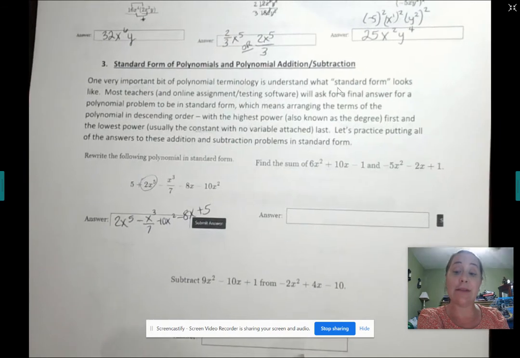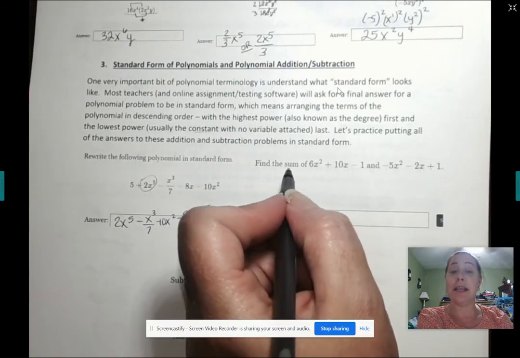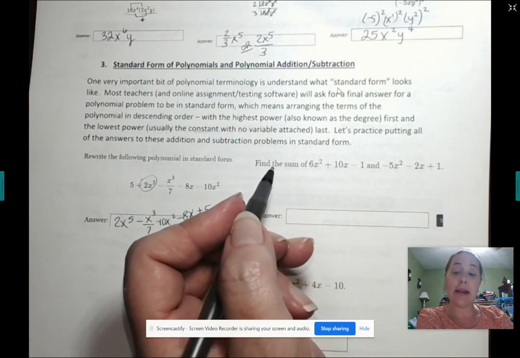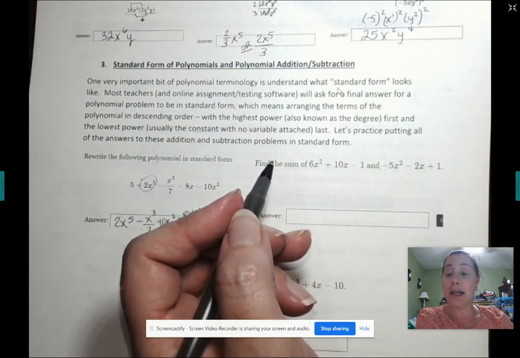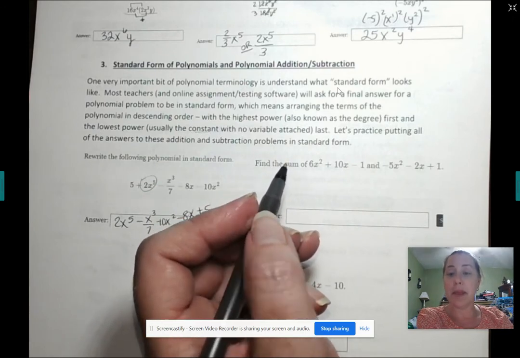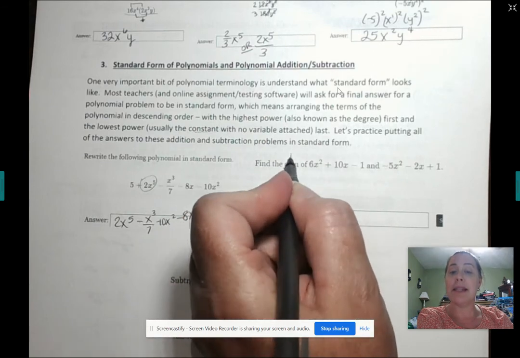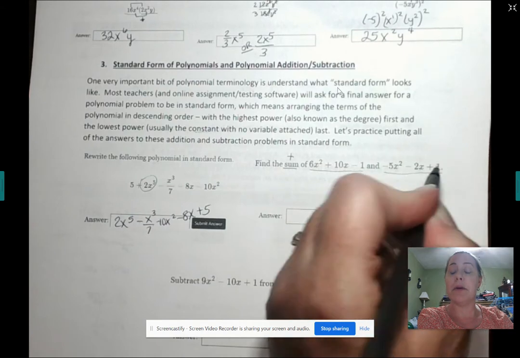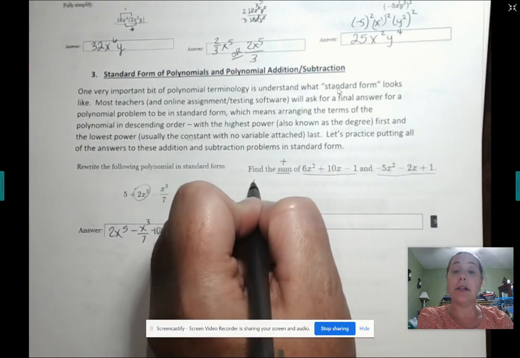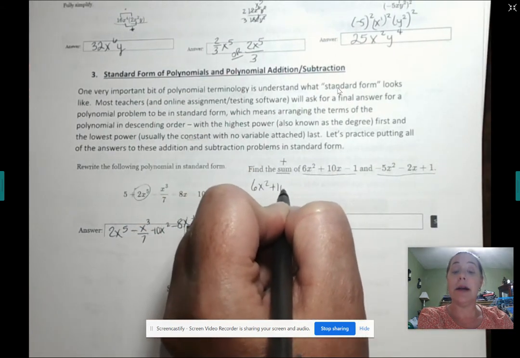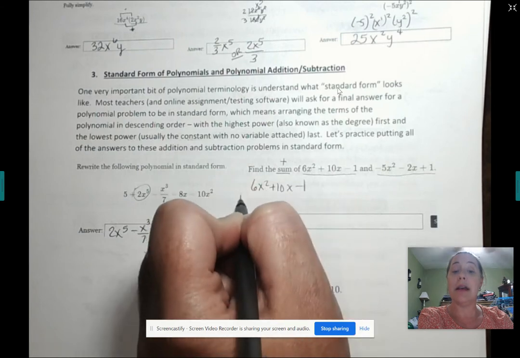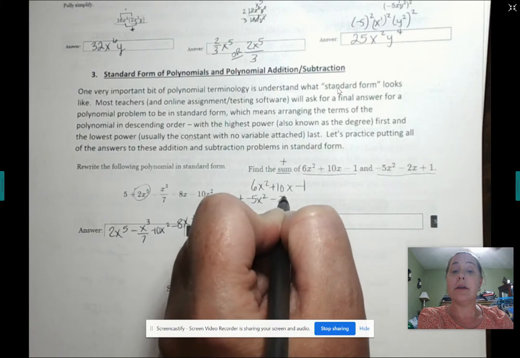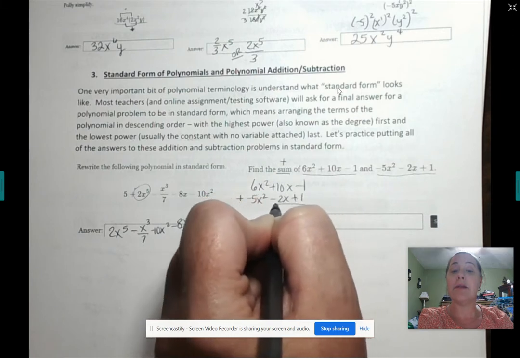Now we can practice that even when we're doing other types of problems, like we're going to work with addition and subtraction in this section. So again, we're combining like terms, and then we're rewriting our answer in standard form. So the sum means adding. I'm adding this polynomial plus this polynomial. And so you can write them next to each other. It's fine. You could also write one underneath another, like this vertically, where I'm adding the like terms and I'm putting them next to each other.